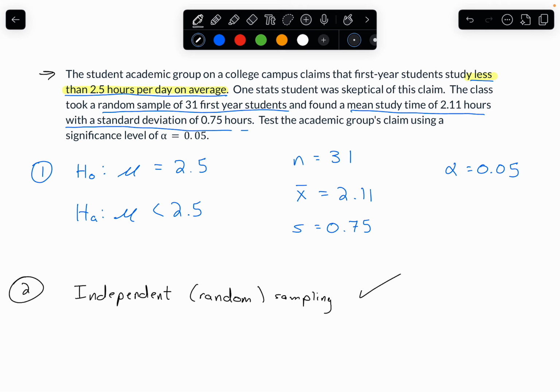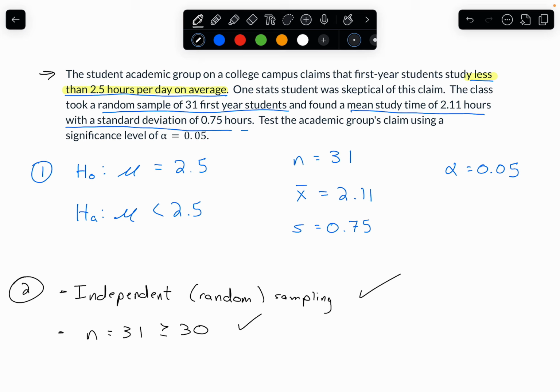That part's done. The second part is that we need a large enough sample size, or we need the underlying distribution to be normal. In this case, n is equal to 31, which is just barely greater than or equal to 30, which is good. That's what we need.